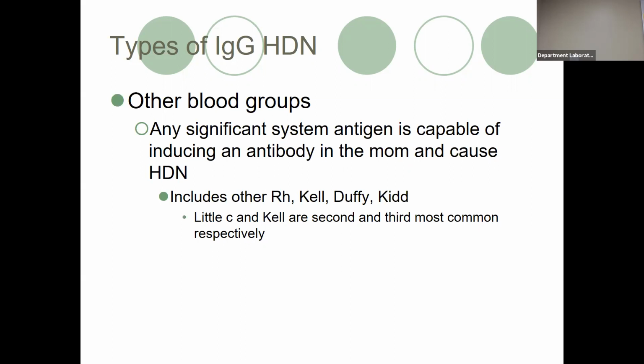So if it's Duffy A, mom is Duffy A negative, baby's Duffy A positive, mom could have anti-Duffy A, and it could also attack baby cells, causing hemolytic disease of the newborn. So don't think it's only D, but D is the most common, it's the most serious, and that is why we have RhoGAM as well.